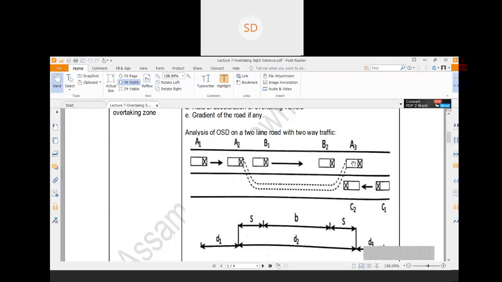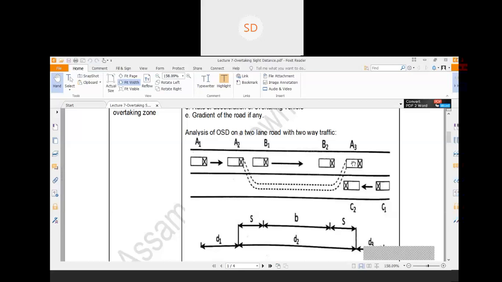So first, you will follow the truck for a few moments until you perceive the situation. Now, your perceiving of that situation will depend on your reaction time. In this overtaking operation, it is assumed that the reaction time is 2 seconds. Within that time you will perceive the situation.